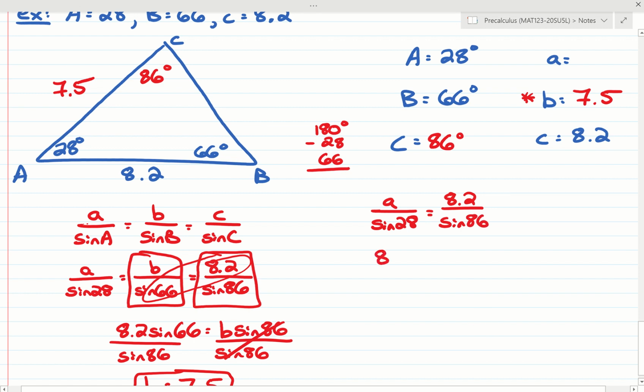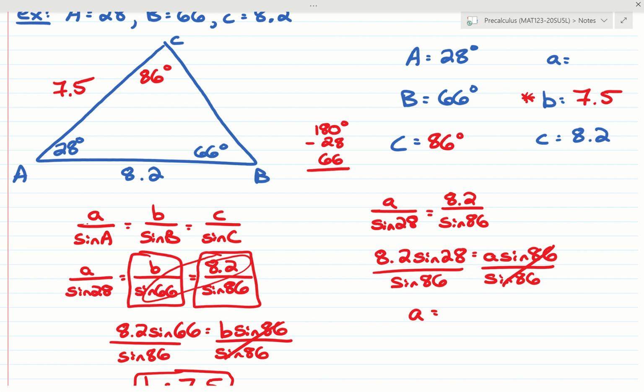And I'll cross multiply just like we did before. 8.2 times the sine of 28 is equal to A times the sine of 86. If we divide both sides by the sine of 86, we get that A would equal 8.2 times the sine of 28, divided by the sine of 86, and I'm getting side A is 3.9. It's okay if you round these to the tenths position.